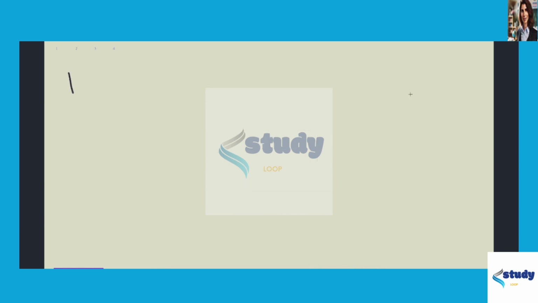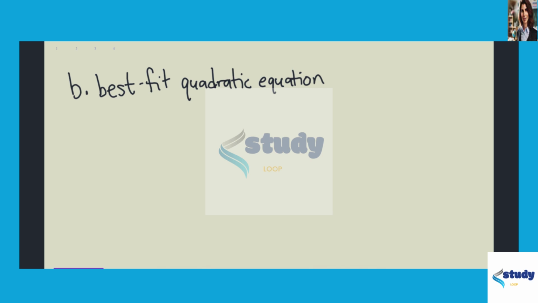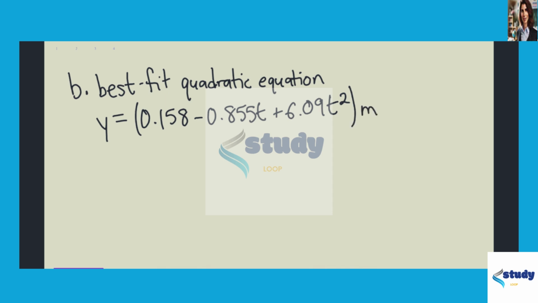And then for part B, we want to find the best fit quadratic equation. And again, I would say using Excel, it's again best user-friendly for this type of problem. And we find that y would be equal to 0.158 minus 0.855t plus 6.09t squared. Again, the units would be in meters.